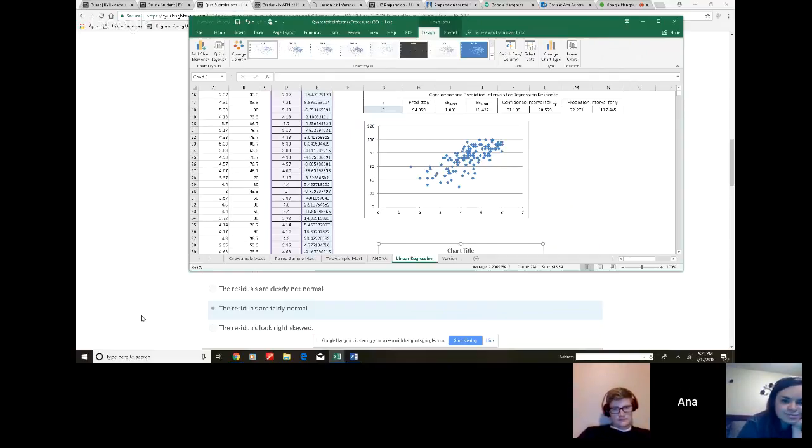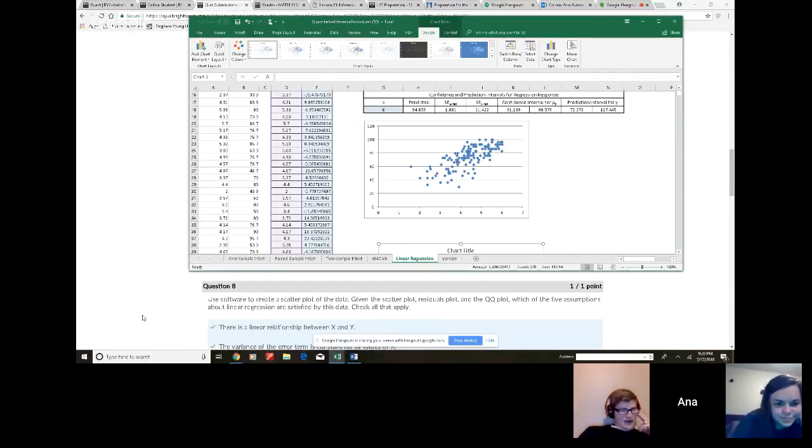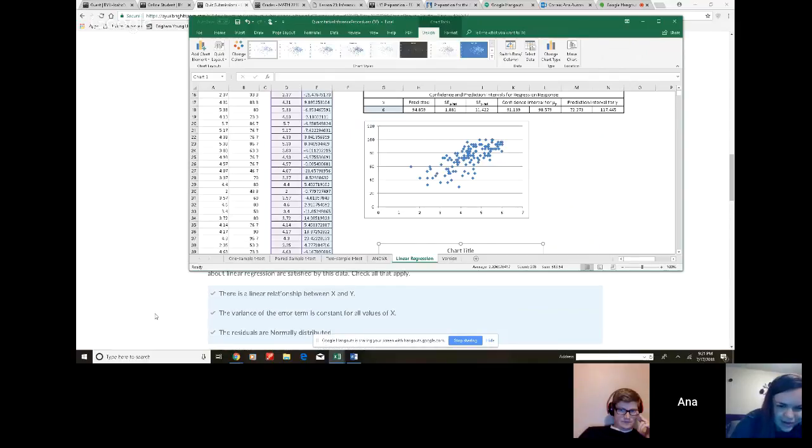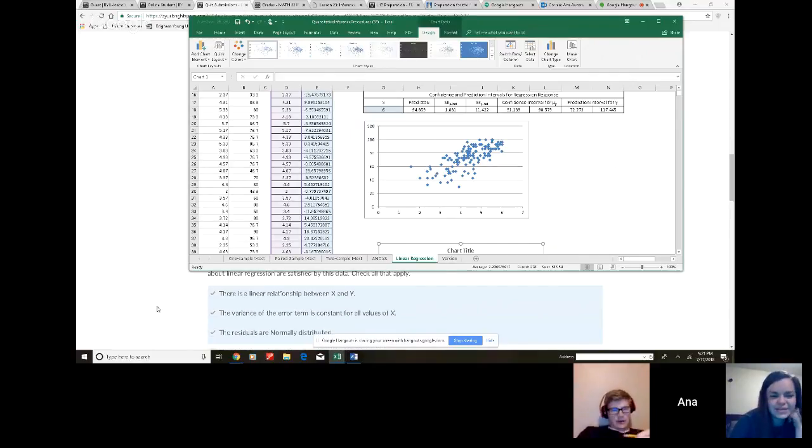I got 8 wrong too. Number 8. Too many of them. Yeah, I know, that was kind of weird. It was kind of tricky. I didn't get 8 right either, because I chose them all. Well, I didn't choose them all. The only one I left out was the residuals are normally distributed, and maybe that was wrong. I don't know. Because it says 5 assumptions, and there's 1, 2, 3, 4, 5. I got it right. So you just chose 3.